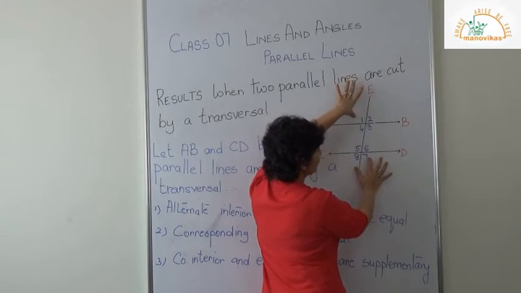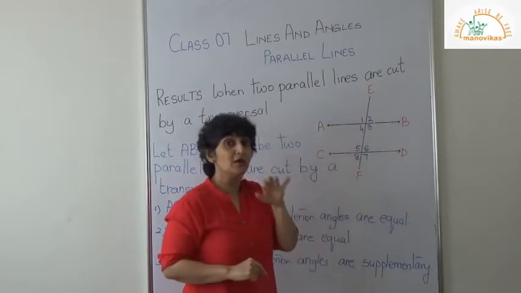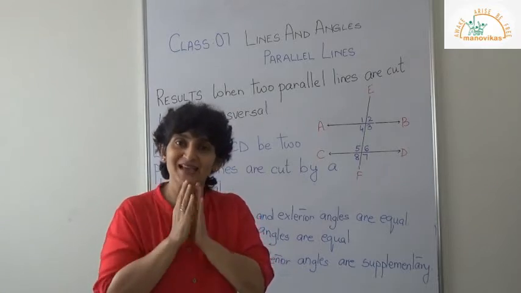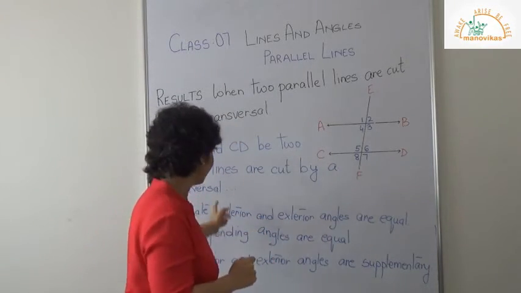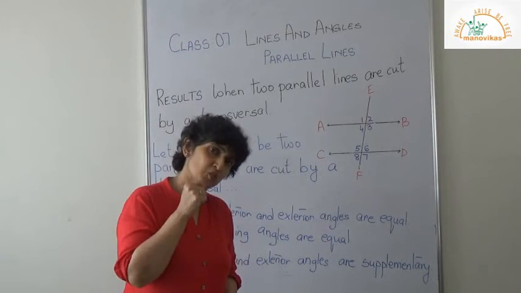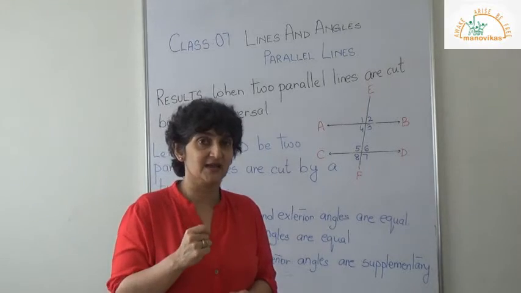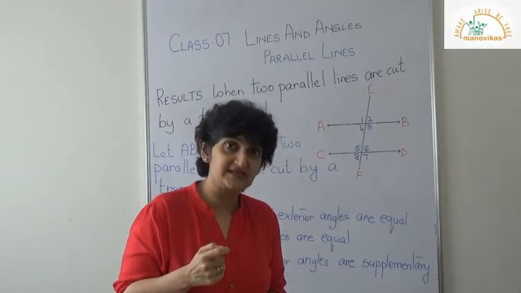Angle 1 is equal to angle 7 and angle 2 should be equal to angle 8. Now, before we move on to the exercise, I want you to be thorough with these conditions, because once you know these conditions, then to apply them in your exercise will be easy. Let's move on to the exercise.